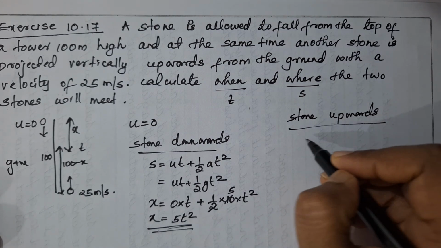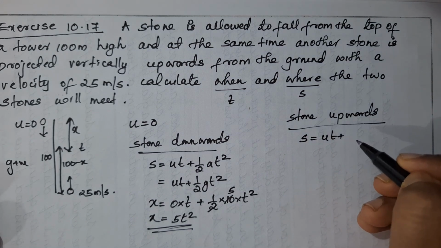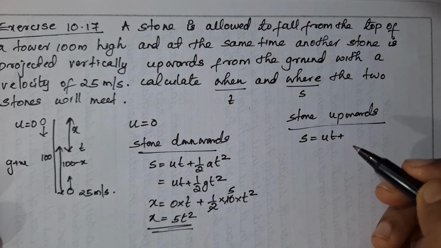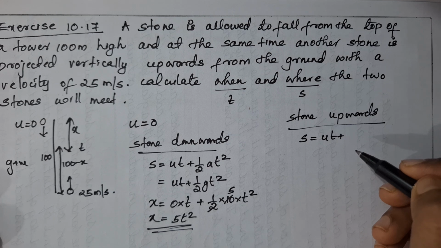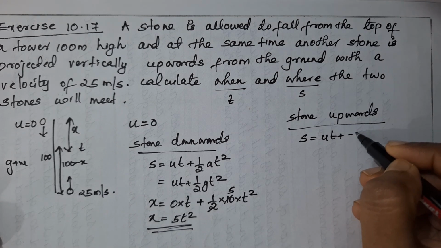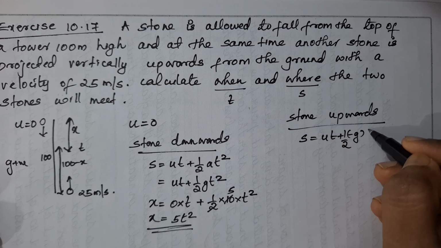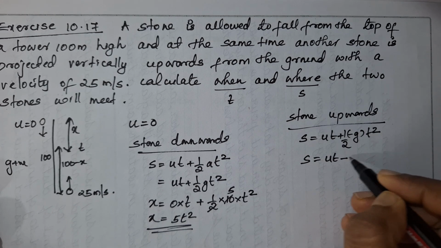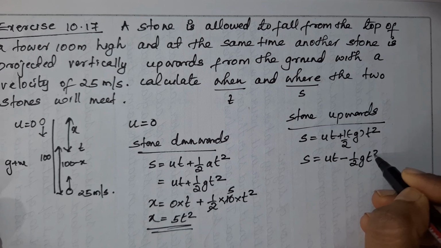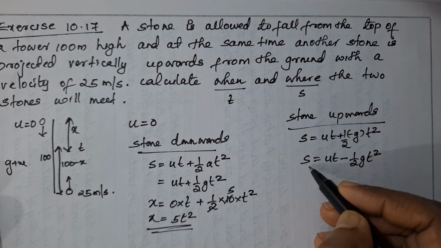A similar equation we can use: S is equal to ut plus half g t square. Here the stone is moving upward, against the gravitational force, so we have to choose g as negative. So S is equal to ut minus half g t square, because the stone is moving upward.